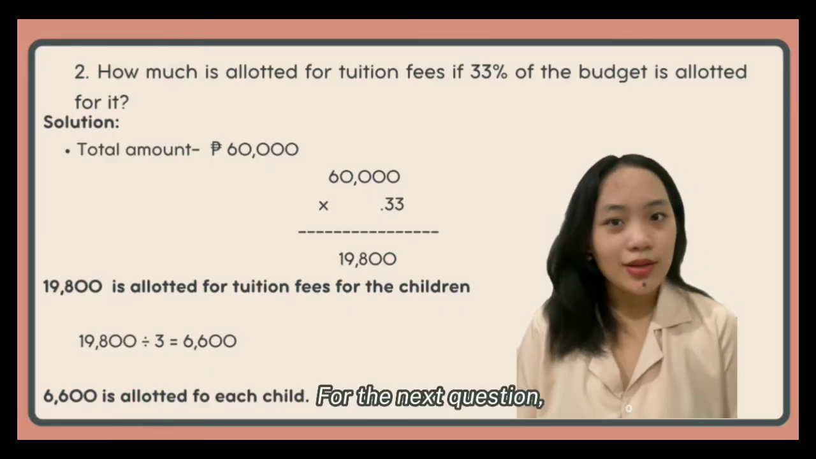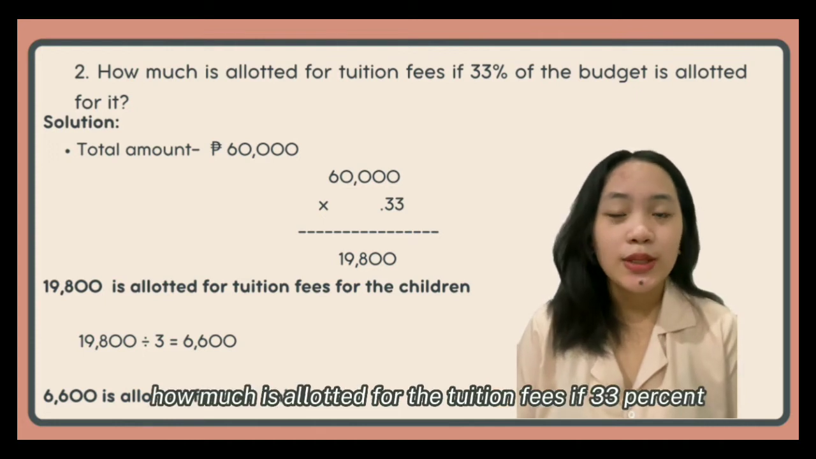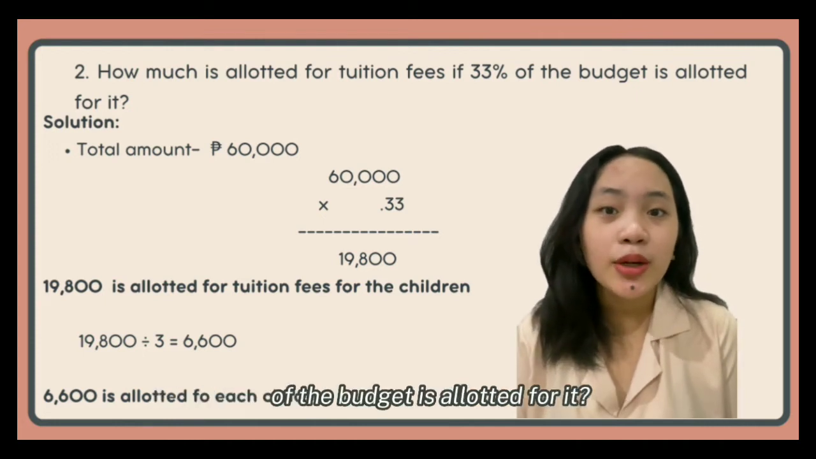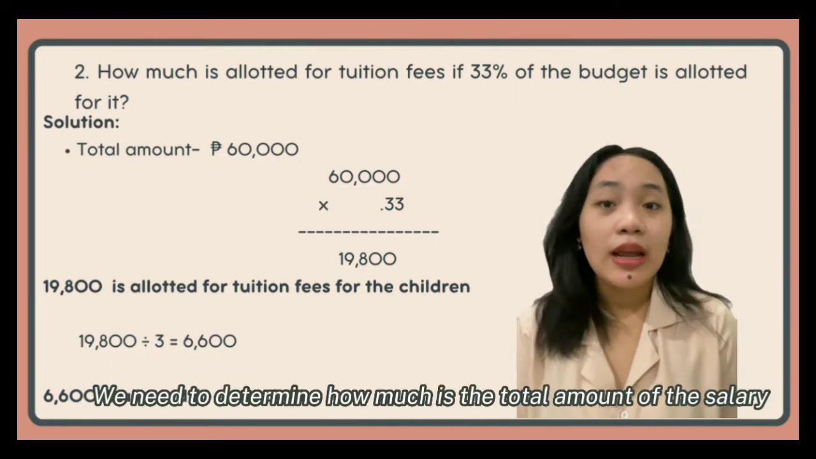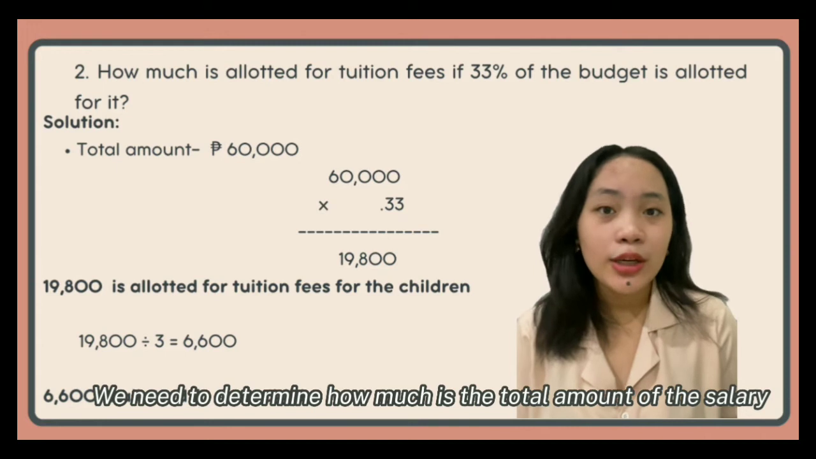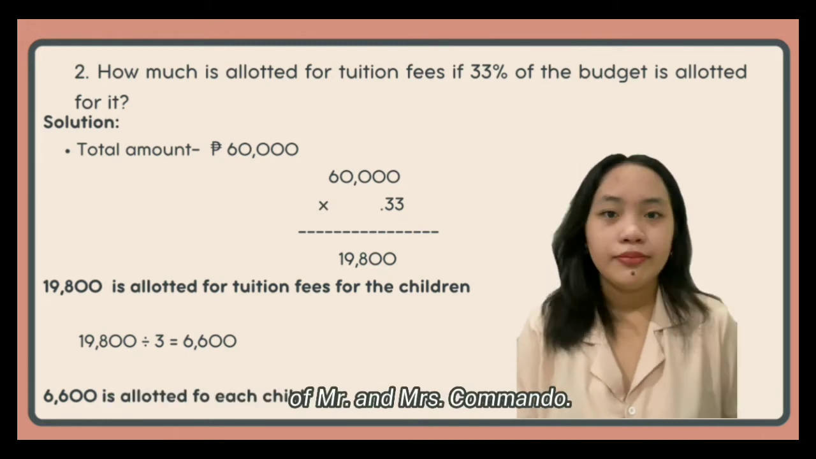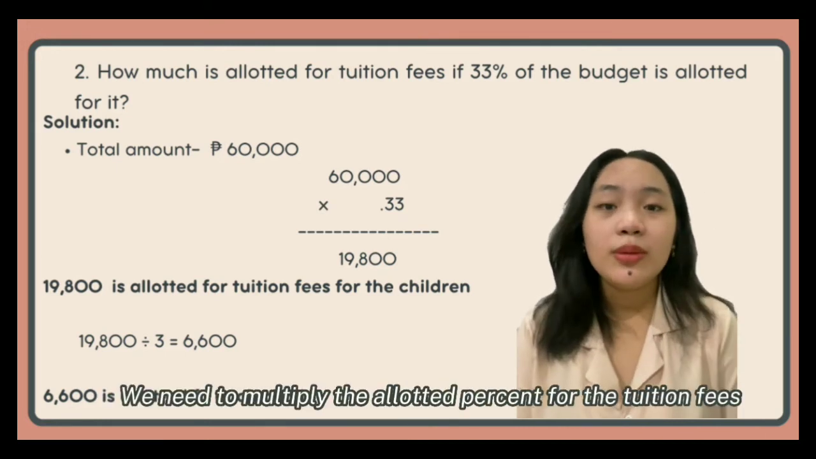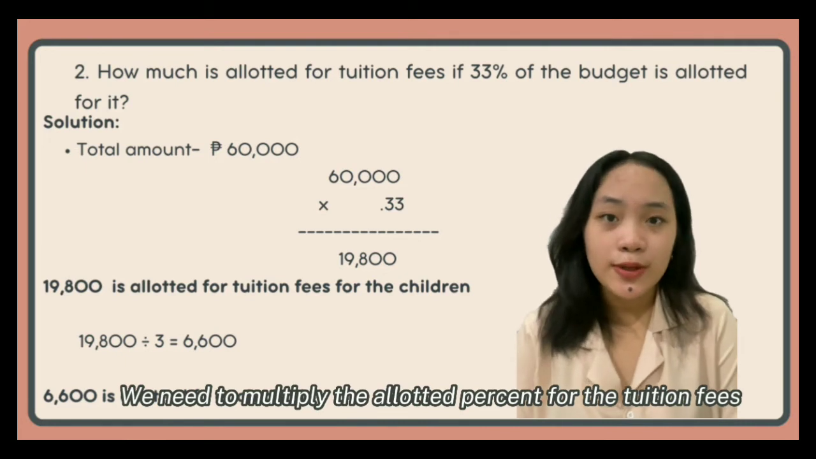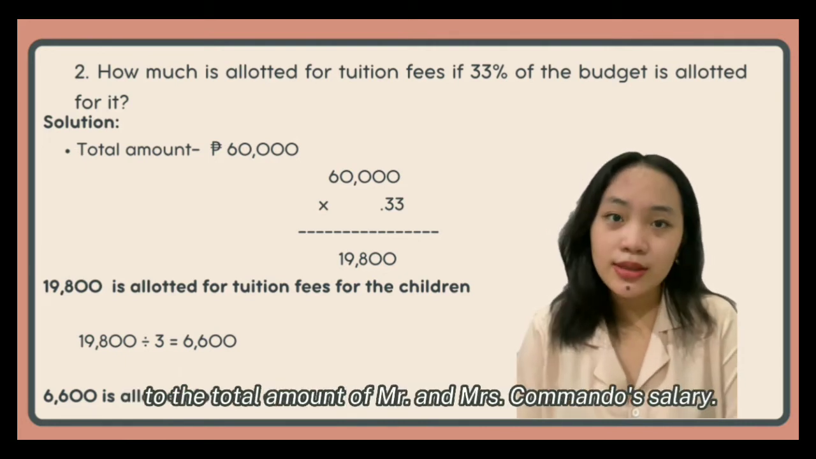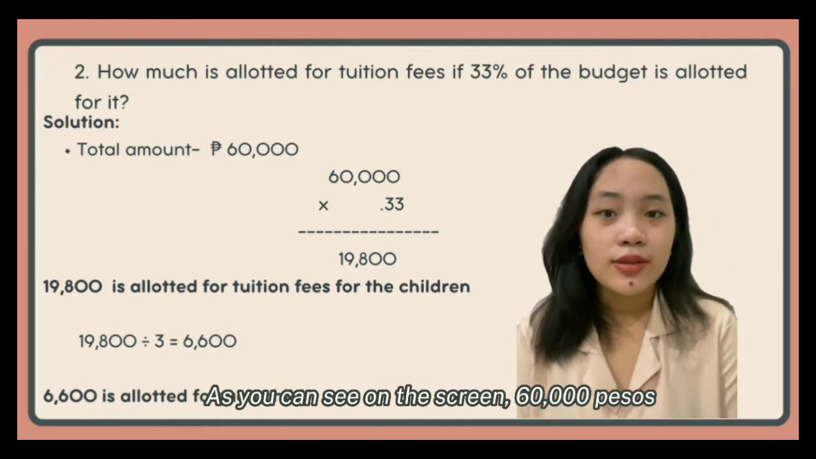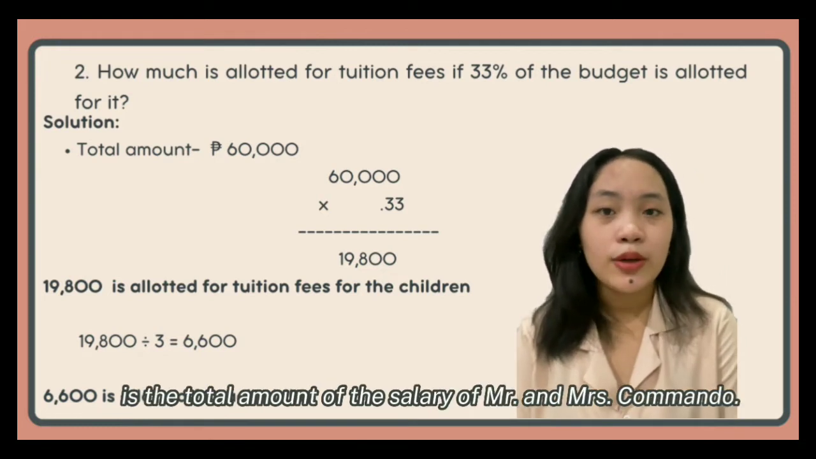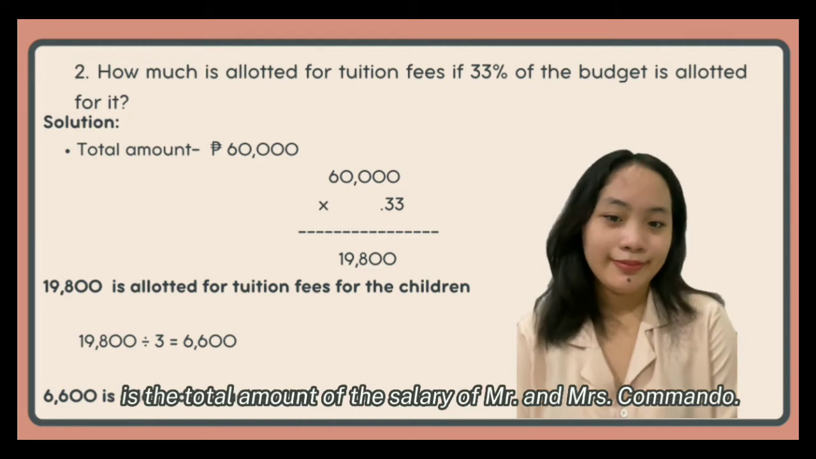For the next question, how much is allotted for the tuition fees if 30% of the budget is allotted for it? Step 1. We need to determine the total amount of the salary of Mr. and Mrs. Comando. Step 2. We need to multiply the allotted percent for the tuition fees by the total amount of Mr. and Mrs. Comando's salary. As you can see on the screen, 60,000 pesos is the total amount of the salary of Mr. and Mrs. Comando.